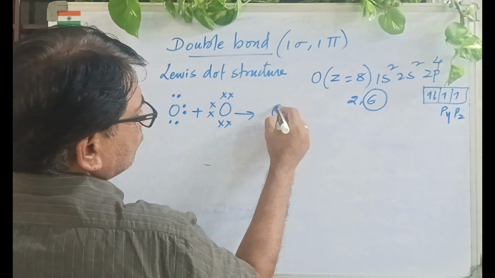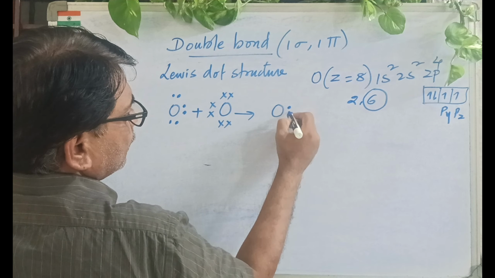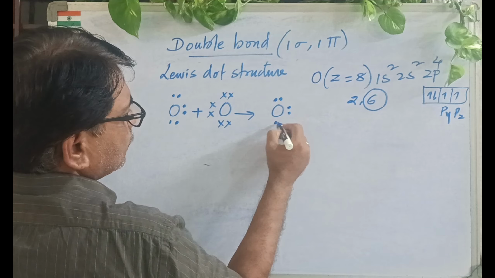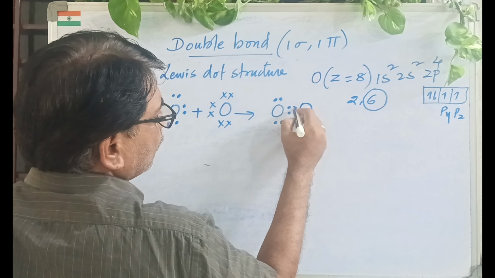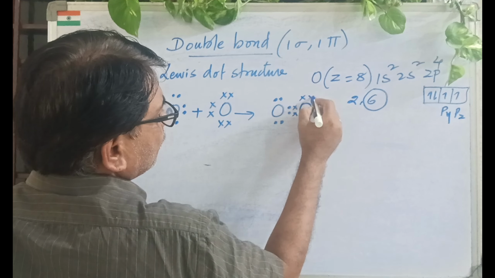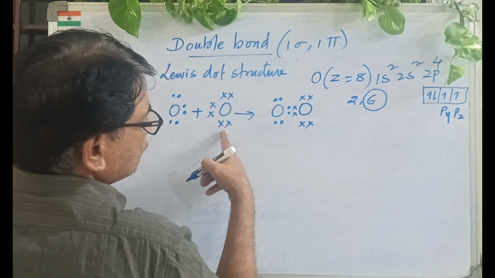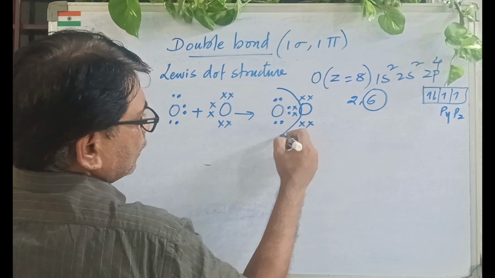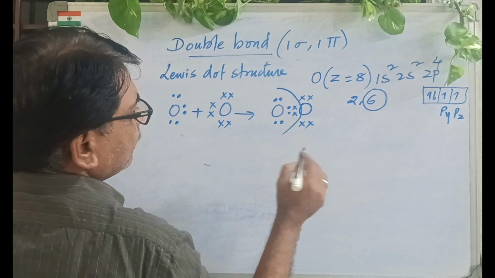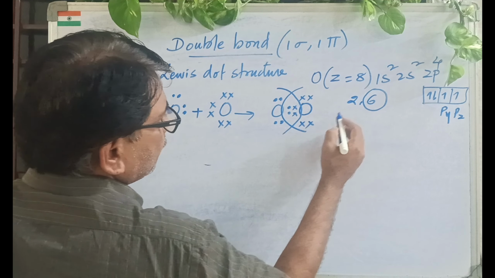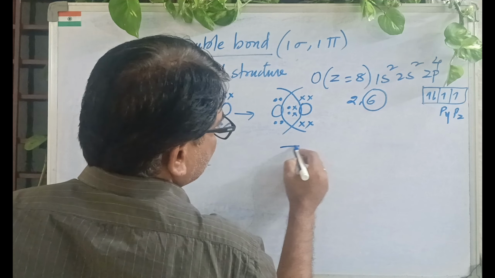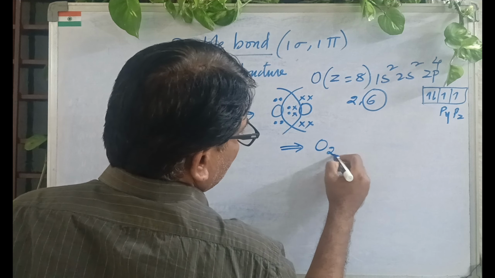Now combine these two. First oxygen over here again. 1, 2, 3, 4, 5, 6. This is first one. Plus you took one more, no? 1, 2, 3, 4, 5, 6. This is second one. Count this side, how many? 1, 2, 3, 4, 5, 6, 7, 8. Yes, octet configuration. Count this side. 1, 2, 3, 4, 5, 6, 7, 8. Octet configuration. Therefore, what is it you got? O2 molecule.